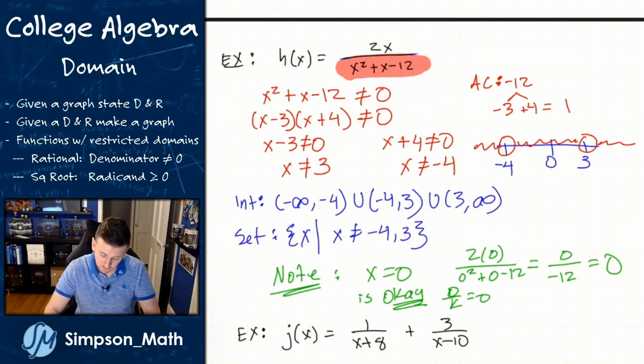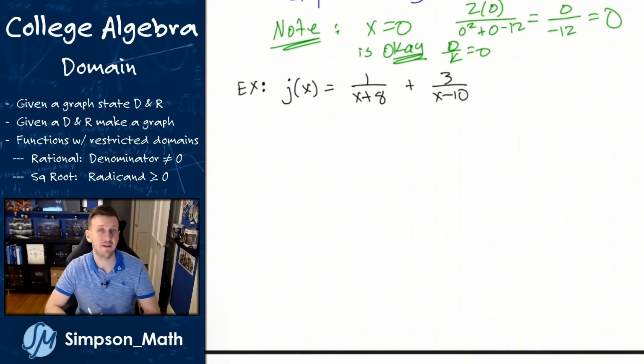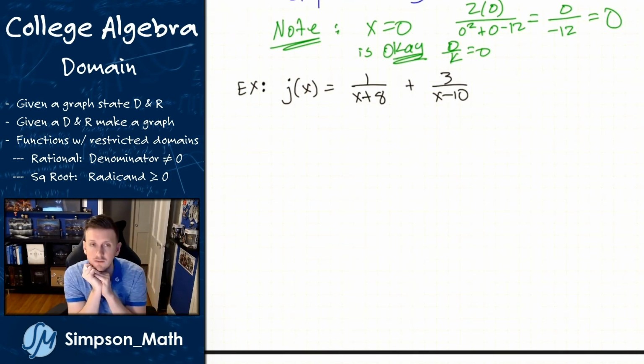All right. Let's move on and take a look at this one. So j of x is equal to 1 over x plus 8, plus 3 over x minus 10. So, red alert or business as usual?